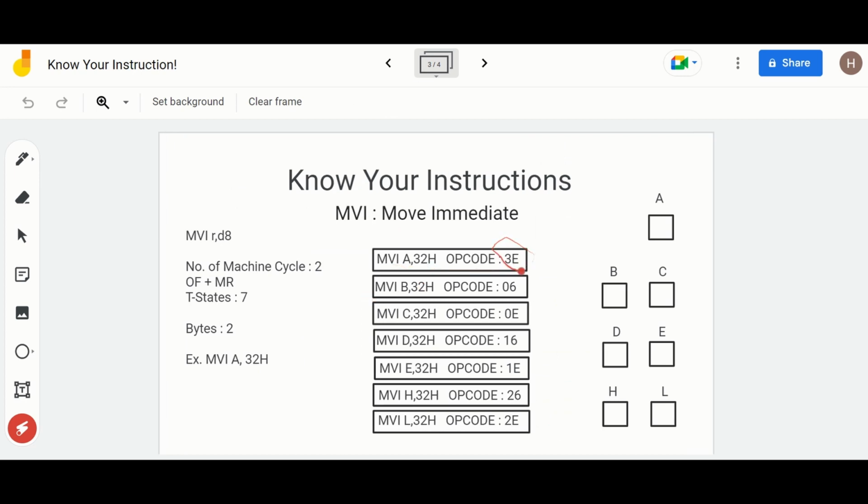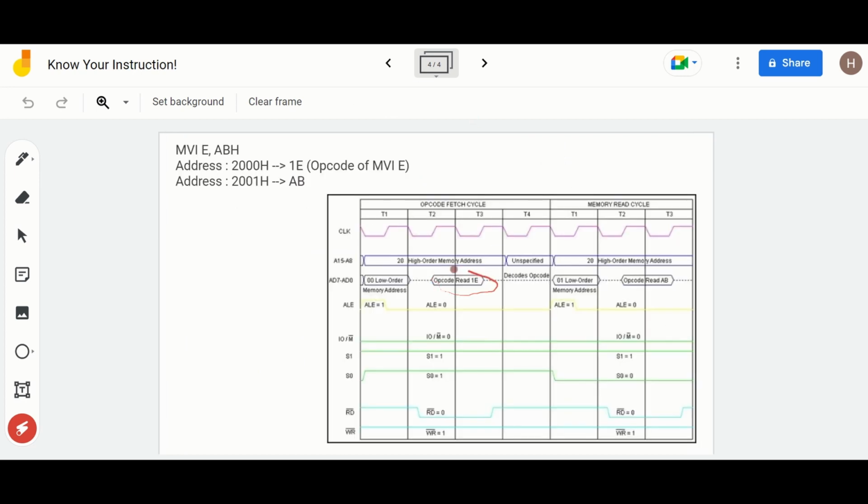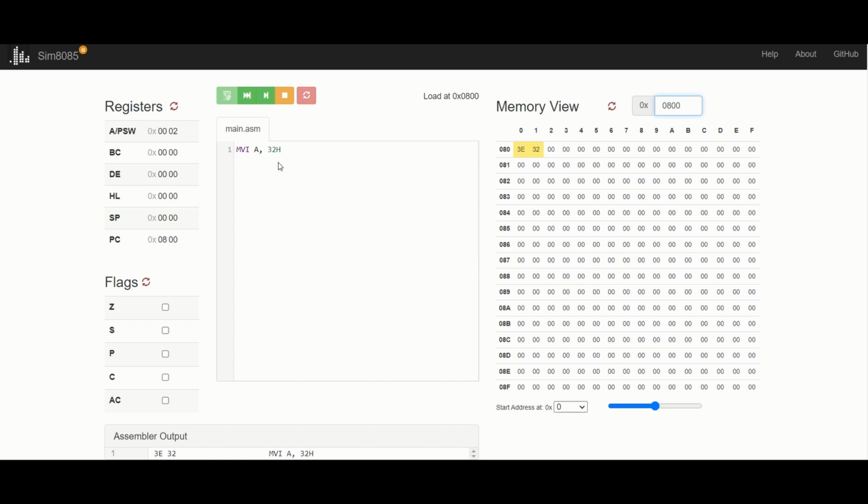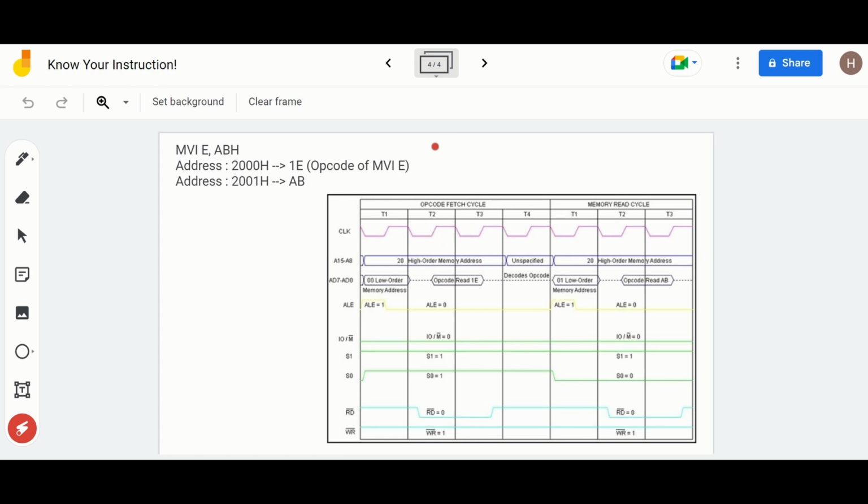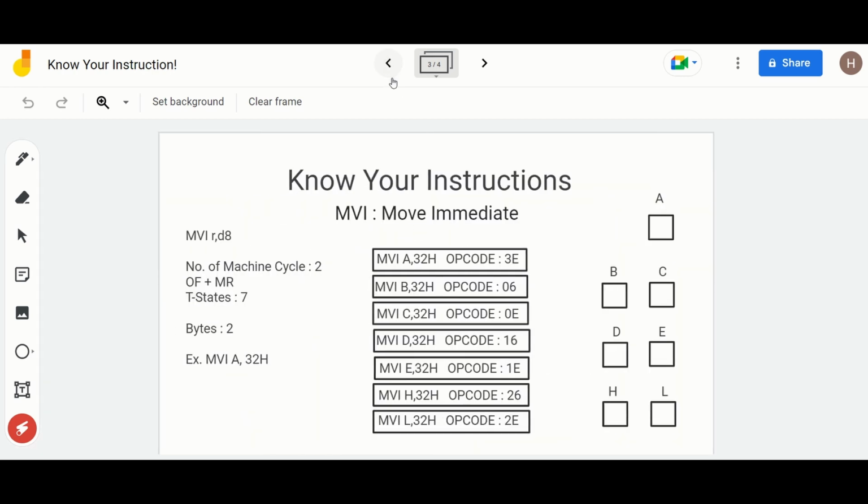See, here is 3E. Instead of this 1E, in our instruction we will have 3E, and instead of this AB in our instruction, we will have 32. And this 32 will be stored in the accumulator when I run this. Right now the value of the accumulator is 0. So I'm running it. Now you can see that the value stored in the accumulator is 32. So this was the MVI instruction for registers only.